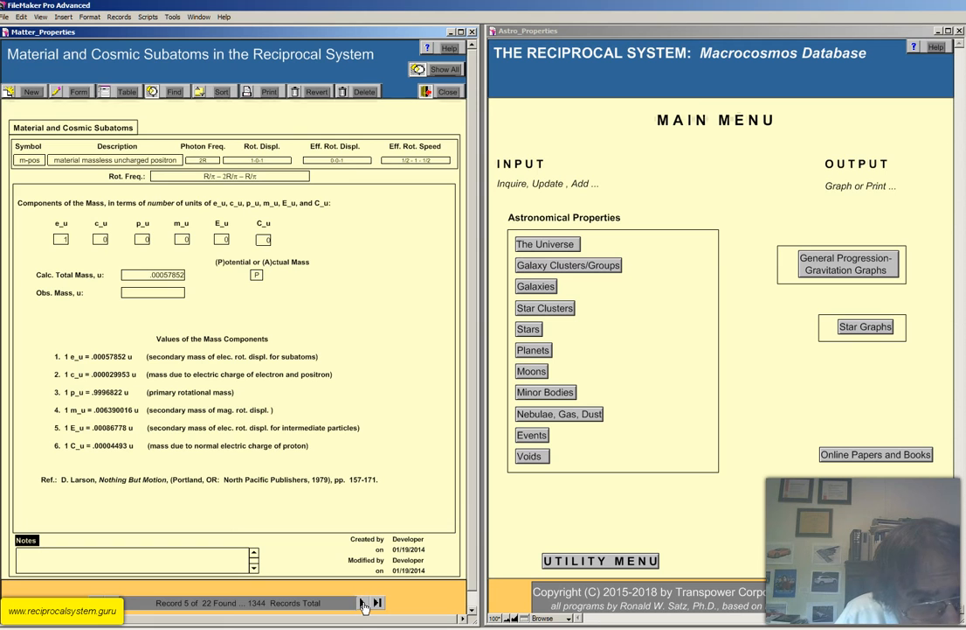Here's the material positron, it's uncharged, the material positron with a plus charge. Here's the C positron. This is the massless uncharged positron from the cosmic sector. This is only a potential mass here. And you can go through the rest of these, cosmic positron.